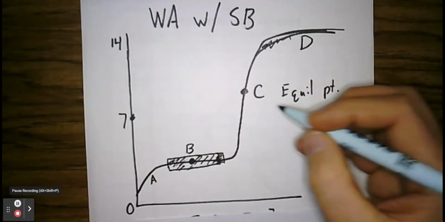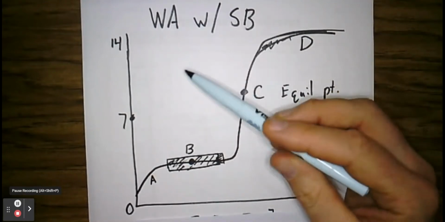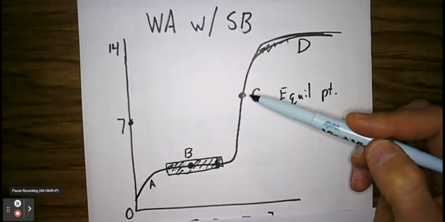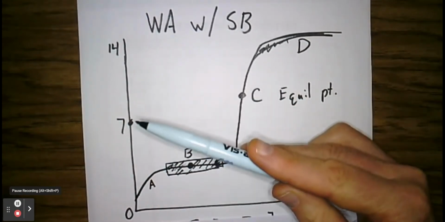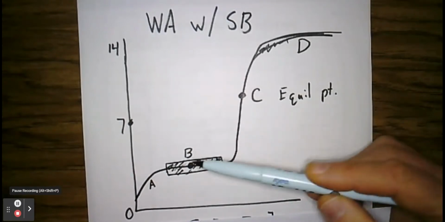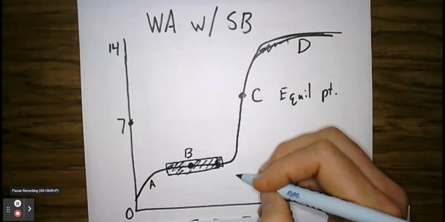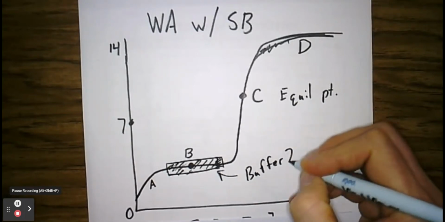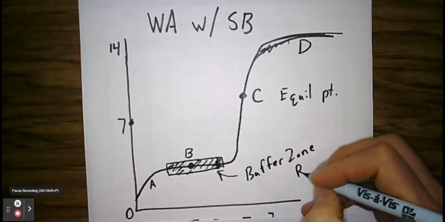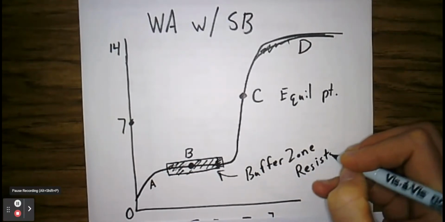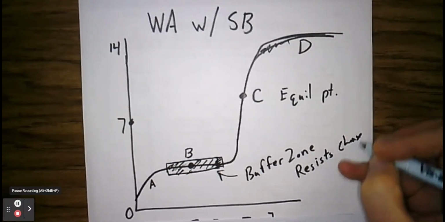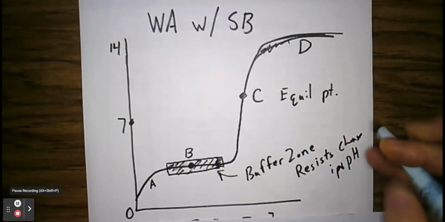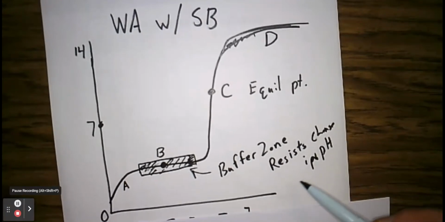Now, we talked about it. Since this is a weak acid, when you reach the equivalence point, you've got conjugate base in there, all right? And that makes the pH higher than 7. It's also got this area here around the equivalence point. This is called a buffer zone, and it resists change in pH. Buffers are kind of obstinate and they like to stay put.